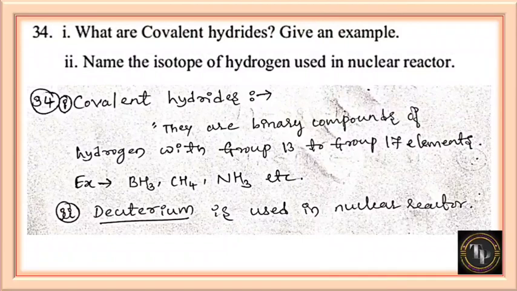Deuterium is used in the nuclear reactor. Deuterium is an isotope of hydrogen which is used in the nuclear reactor.